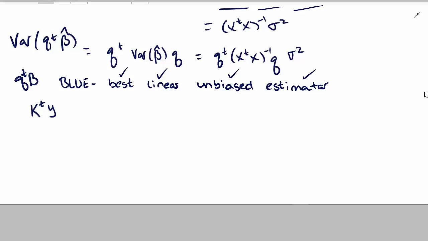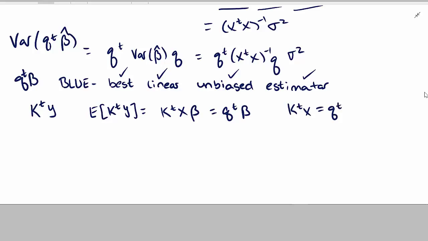And then because this estimator is linear and unbiased, the expected value of K transpose Y is equal to K transpose times the expected value of Y, which is X beta. And we want that to be unbiased, so we want it to be equal to Q transpose beta. So we know that K transpose X has to equal Q transpose, because this statement has to be true for all possible betas, right? Even though we don't know beta, we need this unbiasedness property to hold across all possible betas. So that means K transpose X has to equal Q transpose. So that's the first fact that you have to keep in your back pocket here.